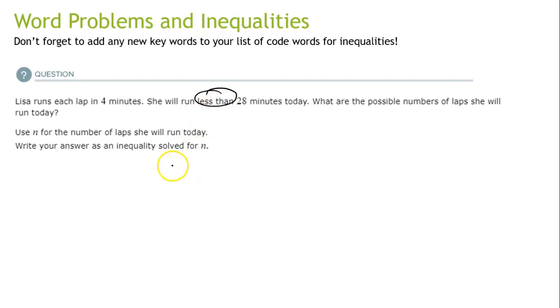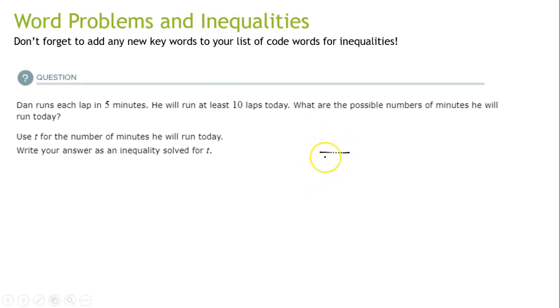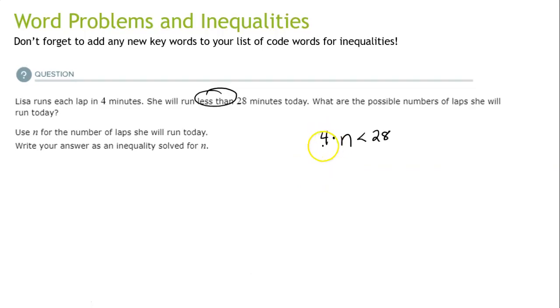We're going to use n for the number of laps that she will run today. So we know she's going to run less than 28 minutes. We don't know the number of laps that she's going to run, but we know each one takes 4 minutes. She doesn't have to run exactly 28, which is why we're using an inequality. We're going to divide both sides by 4. The 4's cancel out, and so n is less than 7.